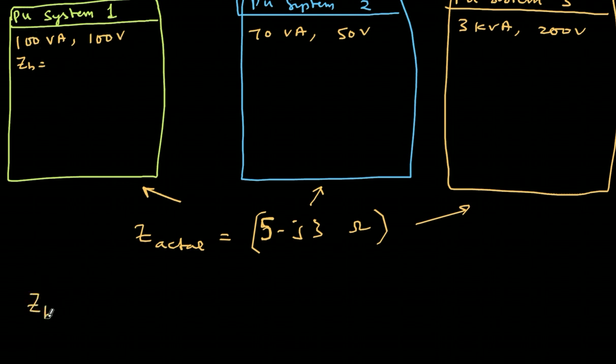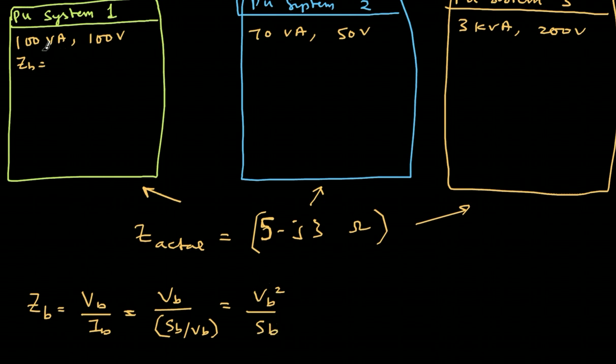Remember, you know that Z base is nothing but V base divided by I base. And what is I base? I base is nothing but S base by V base. So this is nothing but V base square by S base. So Z base can be calculated like this. Here, V base square is 100 square divided by 100, so this will be 100 ohms. Now I have calculated the base quantity in ohms.